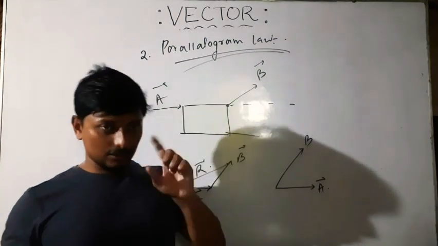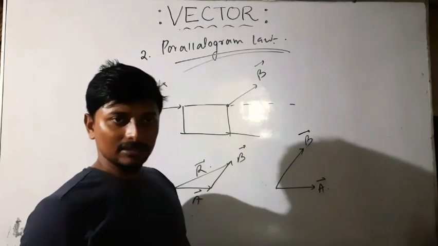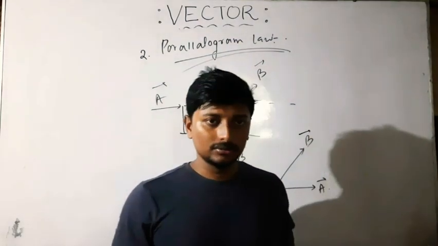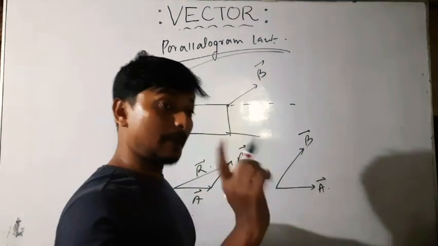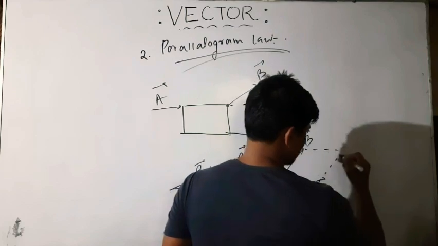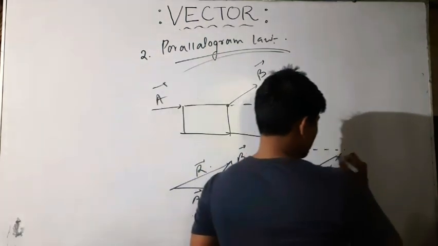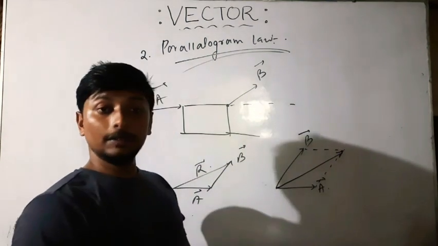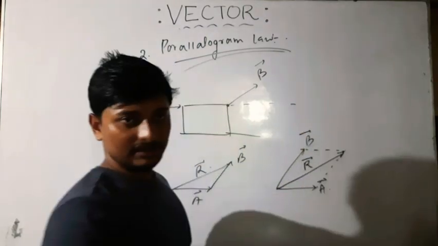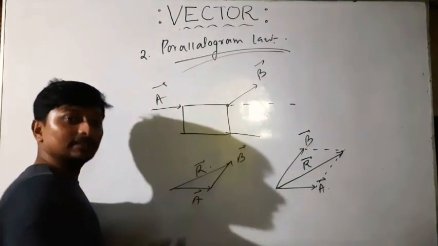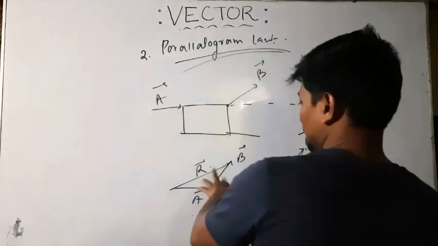Just listen to the definition and you will understand. This law states that if these two vectors A and B can represent in magnitude and direction the two adjacent sides of a parallelogram, then the diagonal of this parallelogram will represent in magnitude and direction the resultant of the two vectors. That means here the closing side was the resultant, but here the diagonal is the resultant. Now you see how it is the same as the triangular law.